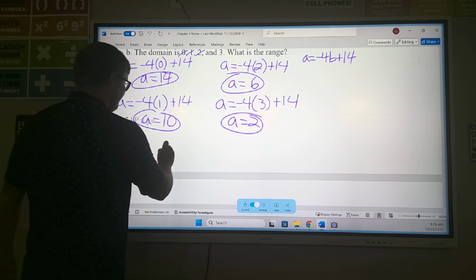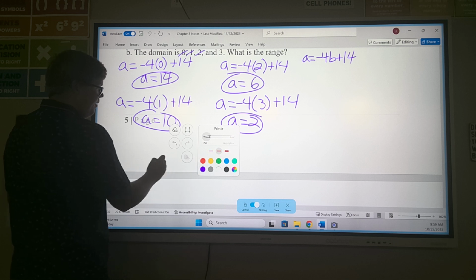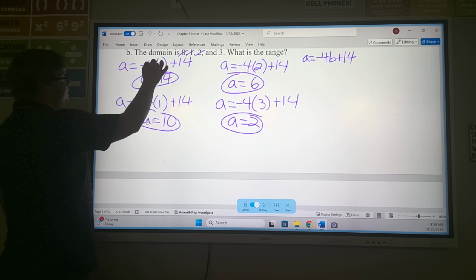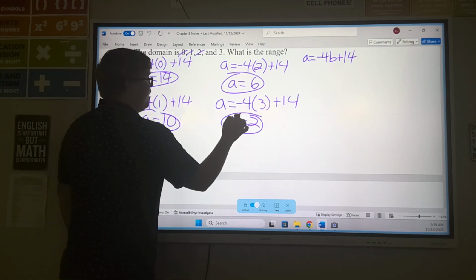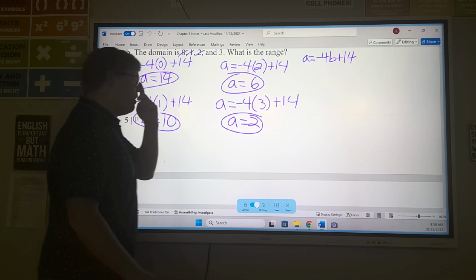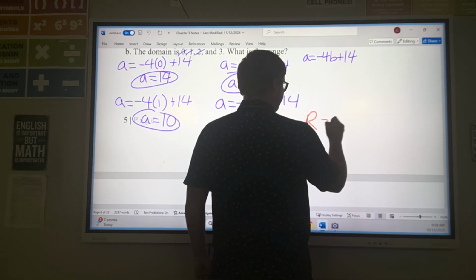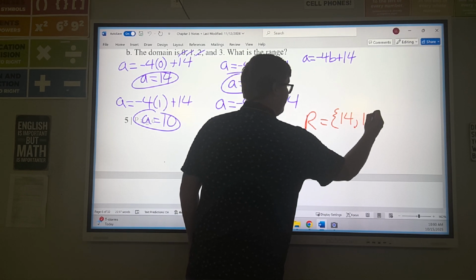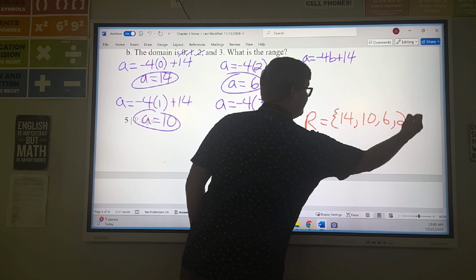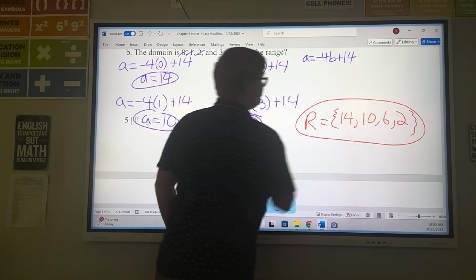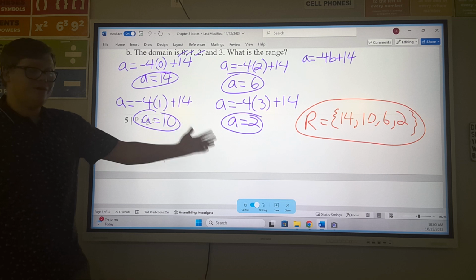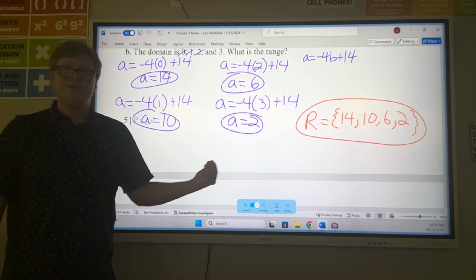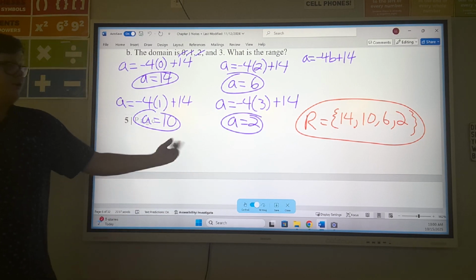So let's write our range from what we have. We have 14, 10, 6, and 2. Remember, 14 lines up with 0, 10 with 1, 6 with 2, and 2 with 3. So let's write it in that order. Range equals 14, 10, 6, and 2. So that is our range. Remember, it's a lot of work to get to the range, but if you know that you just have to plug those in for x or whatever variable you're given as your independent variable, then you can find your range pretty easily.